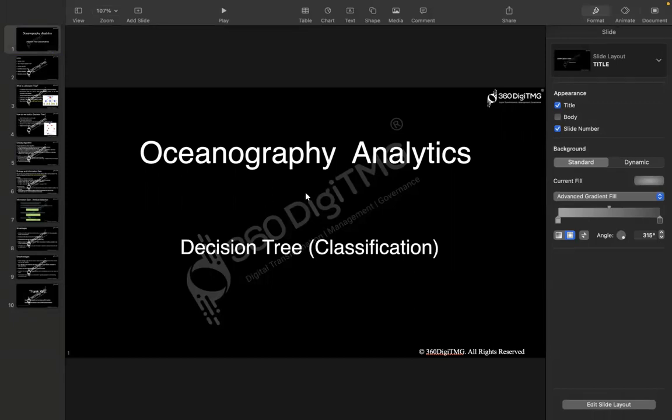So we were discussing classification. We have done with unsupervised learning. Then we will discuss the decision tree classifications.